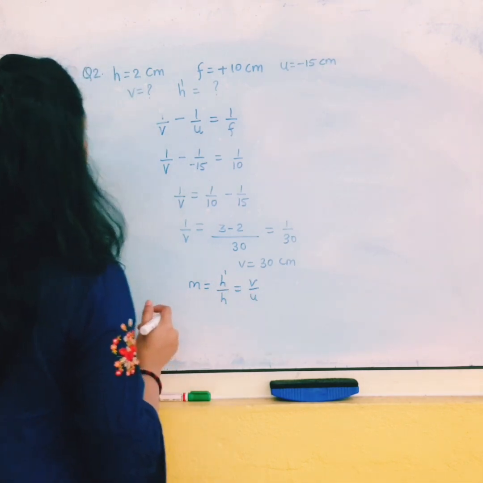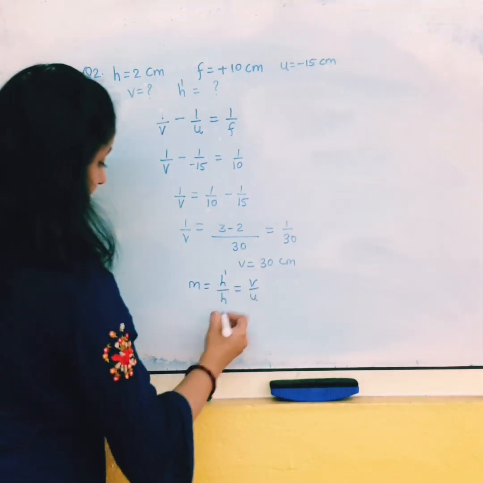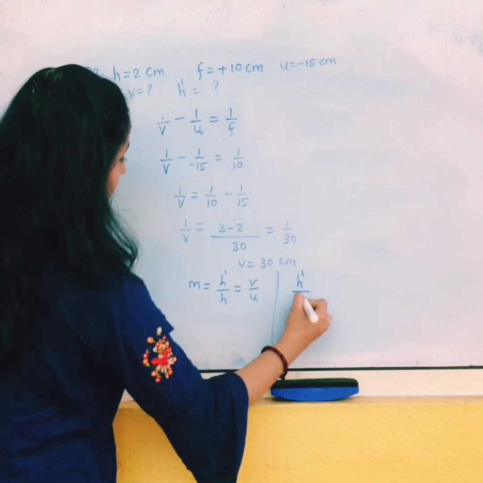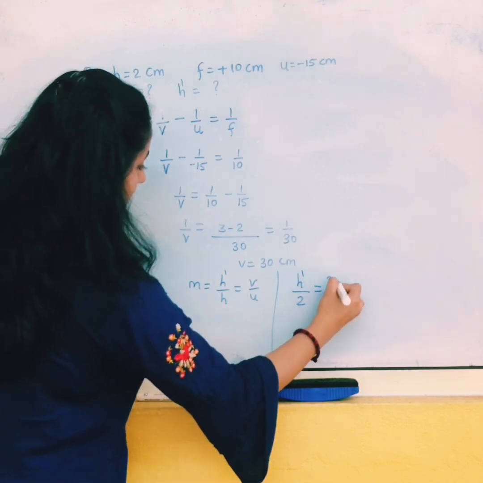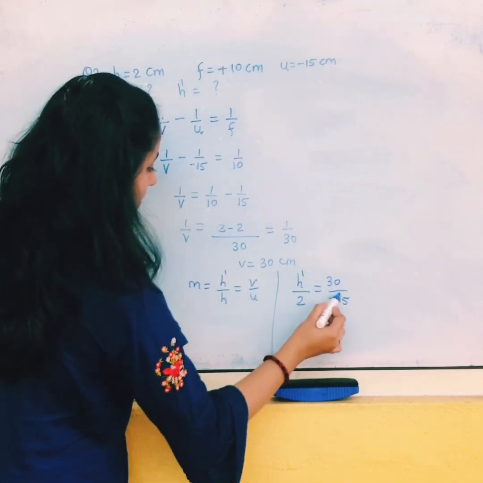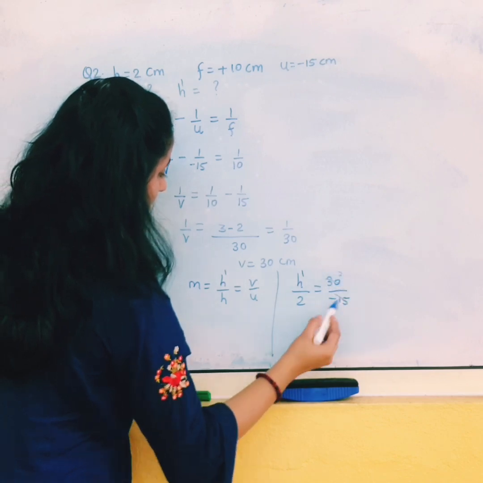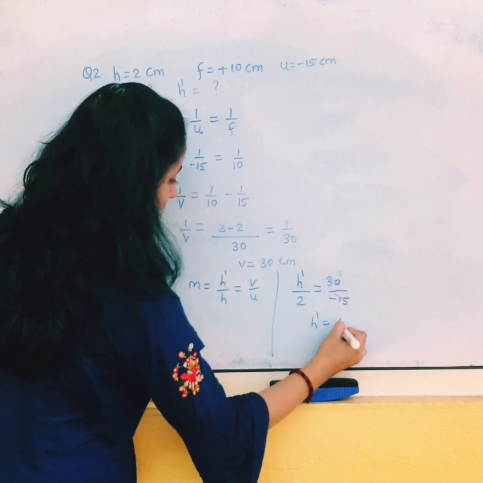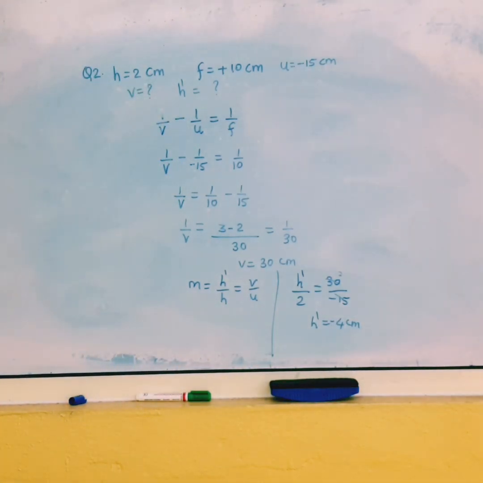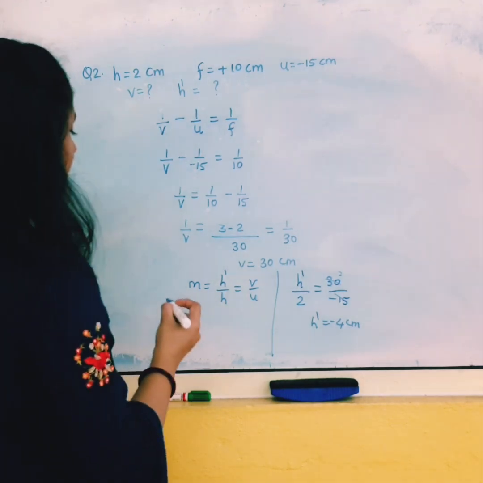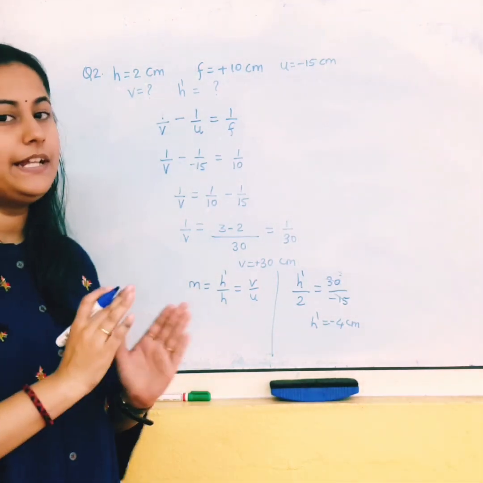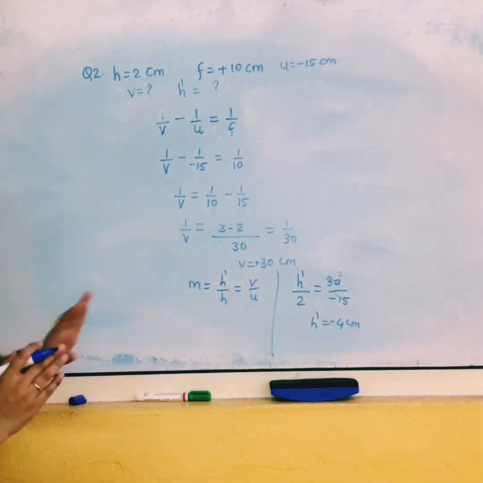Let us calculate the size of the image. So let's substitute. So h dash is equal to negative 4 centimeter here. Now as you see, this is positive, so you can say that the image which is formed here is real and inverted. Okay, so that's your answer.